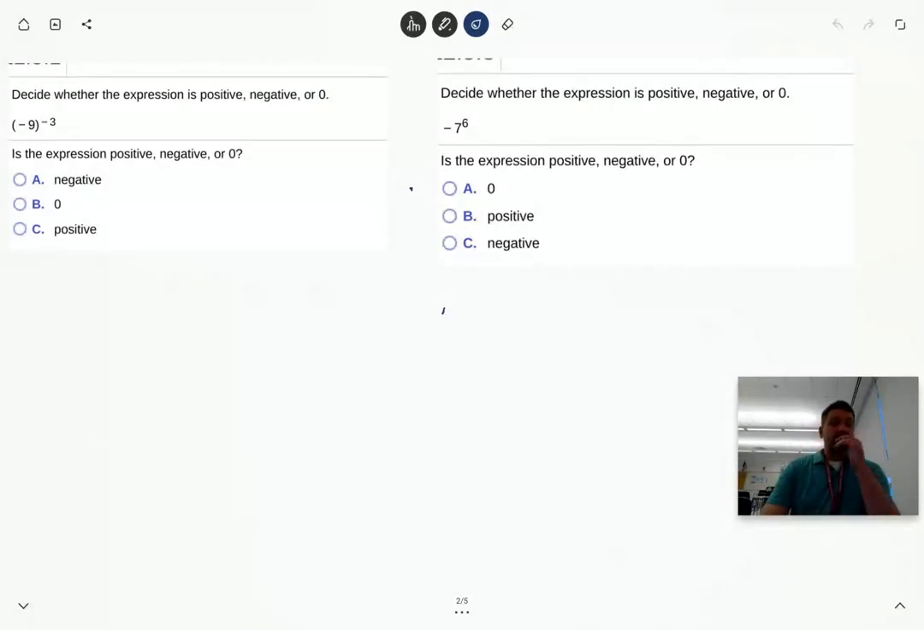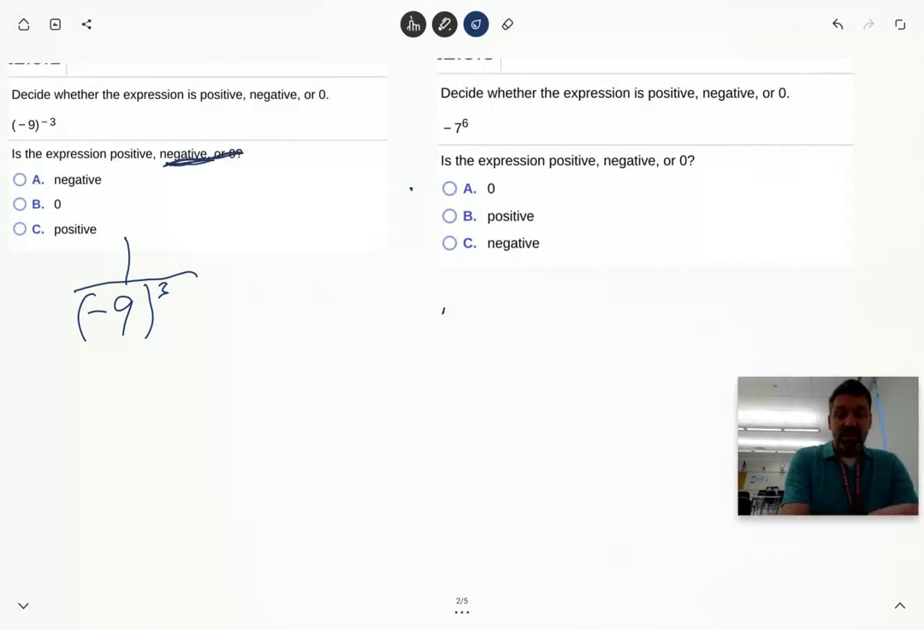All right, negative 9 to the negative 3. Remember what that negative 3 does? It puts it over 1, and then we have negative 9 to the positive 3 power. So the negative exponent becomes positive, but it goes in the denominator. A negative times a negative is a positive, times a third negative would give us a negative, because this is not asking us for an answer. It's just asking us if it's negative or positive.